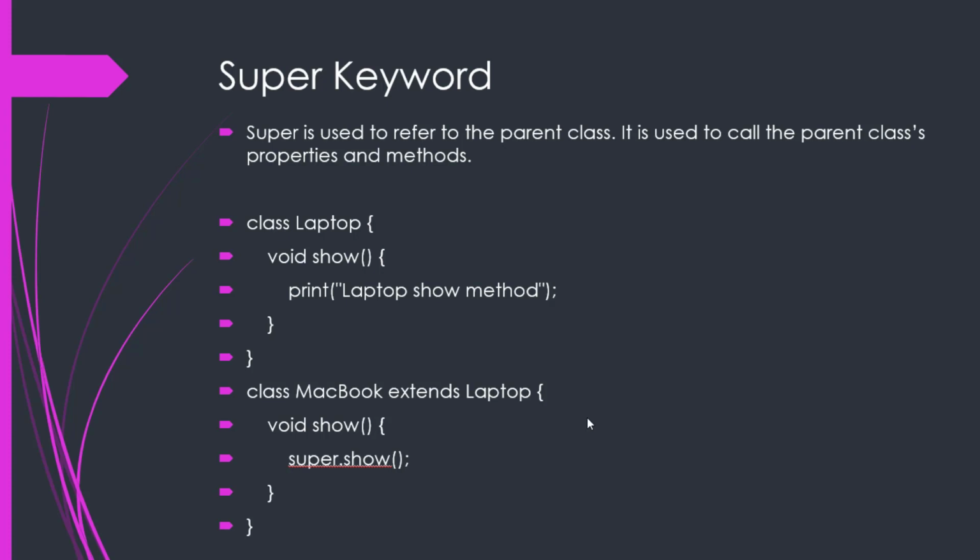Our previous tutorial was about types of inheritance. Now in today's tutorial we are going to discuss what is the super keyword. Super is used to refer to the parent class. It is used to call the parent class properties and methods. Let me open VS Code and show you practically.